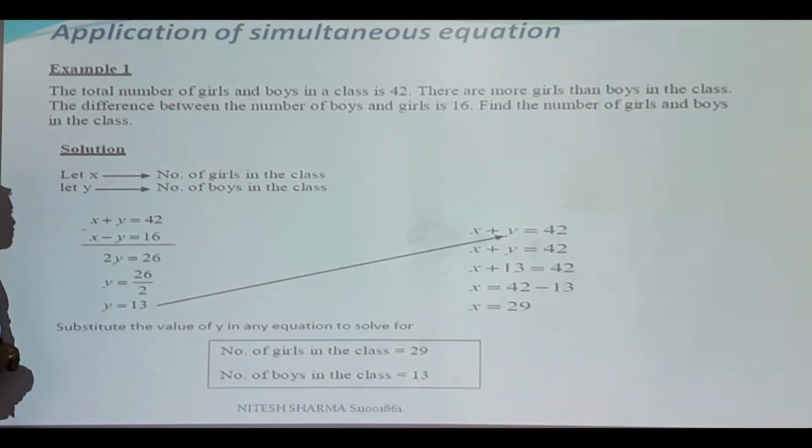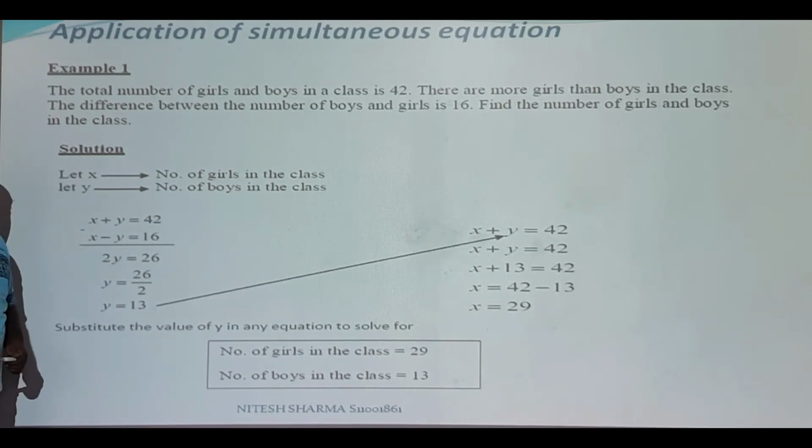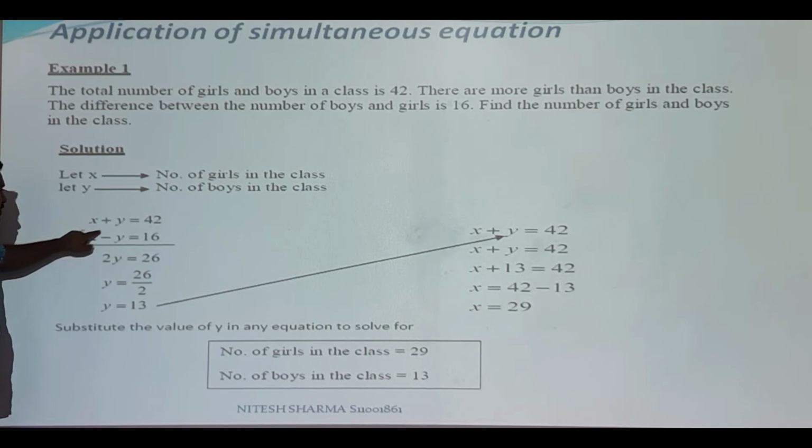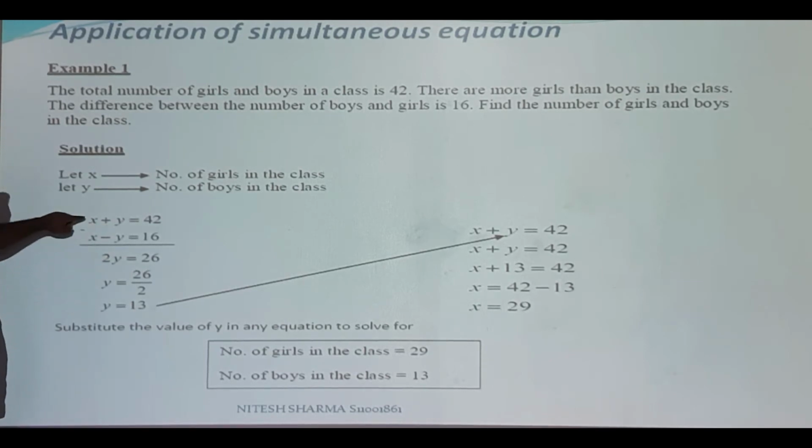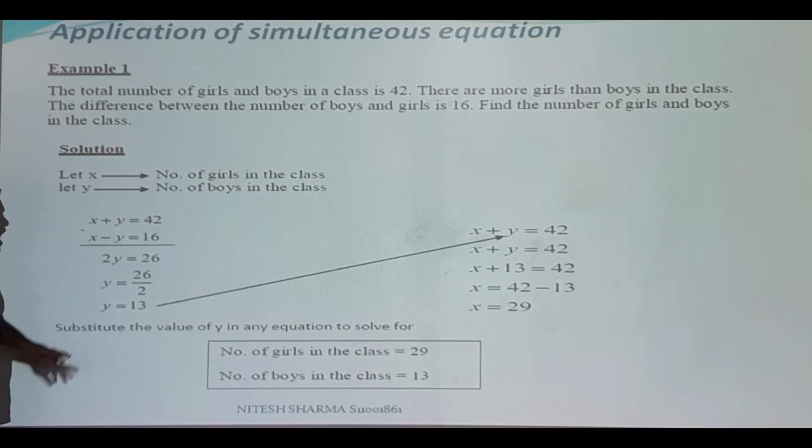Now let's eliminate one of the variables. Either you can eliminate x or y. The choice is yours. You can eliminate one of the variables by subtracting here. I have taken minus in order to eliminate x. So x minus x equals 0. I have eliminated x. I am left with y.